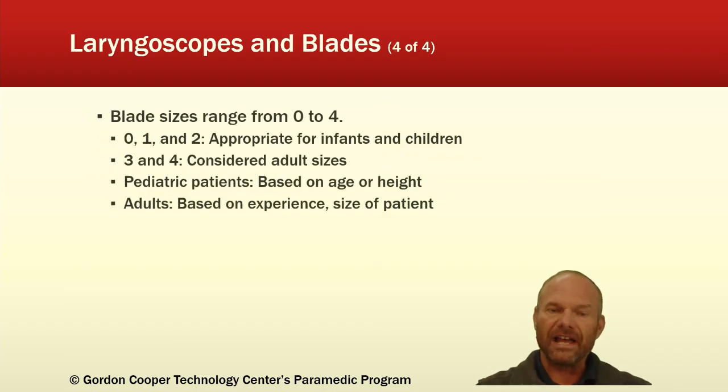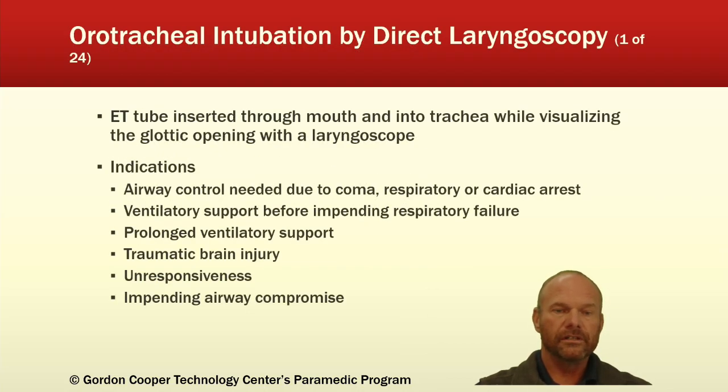Now they come in different sizes, these blades, 0 to 4. Sizes 0, 1, and 2 are for infants and pediatrics, and then adults are 3 and 4. Pediatric blade selection: for children, the blade is often chosen based on their age and their height, providing a more tailored fit to them. For adults, the choice depends on the clinician's experience and the size of the patient. So if you have a really large patient, you may need a 4 versus a 3. Just make sure that you're familiar with being able to choose the right blade and what will be needed.